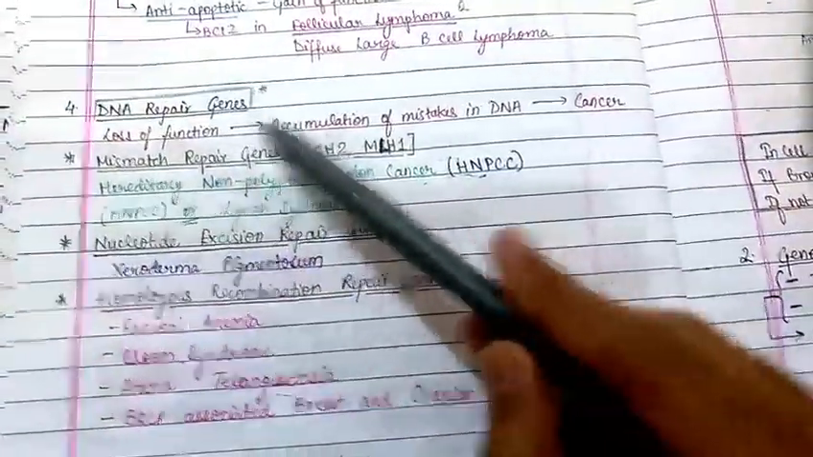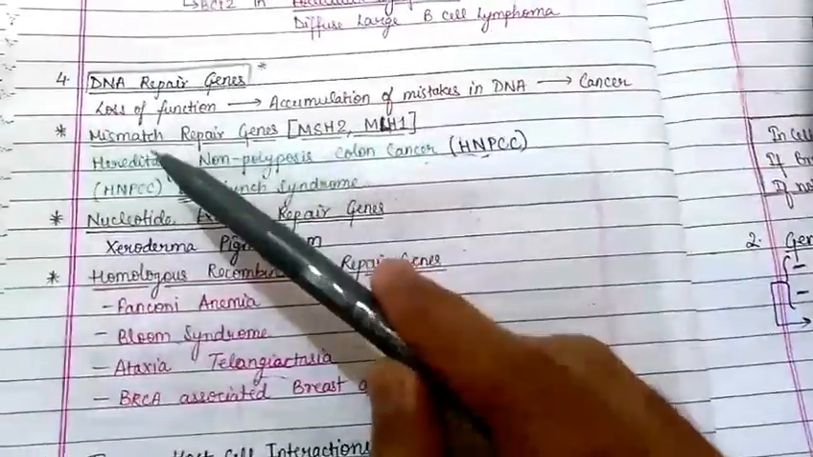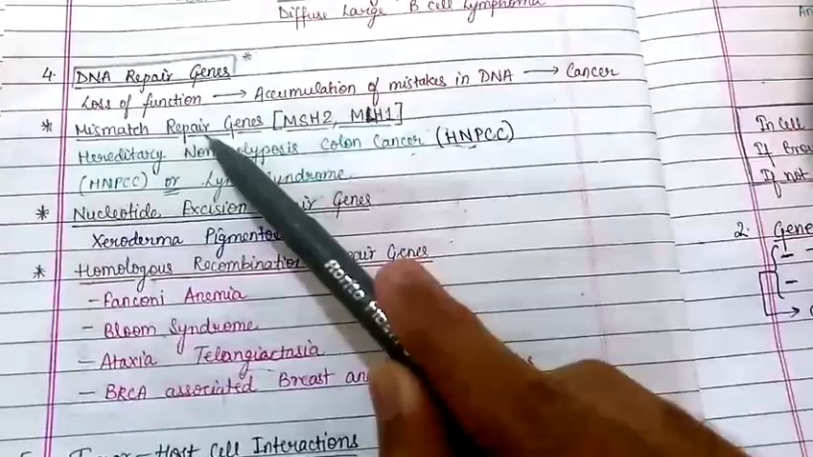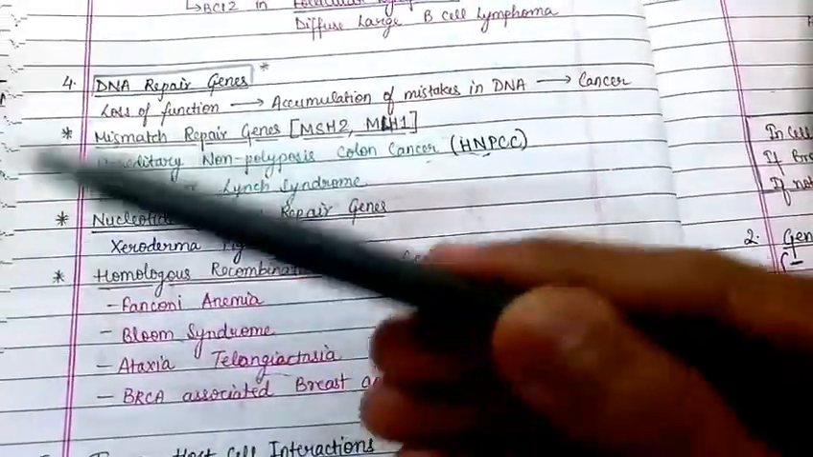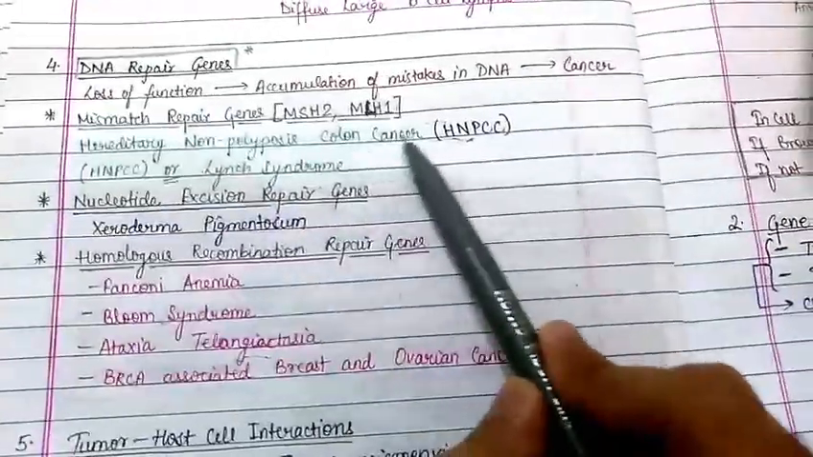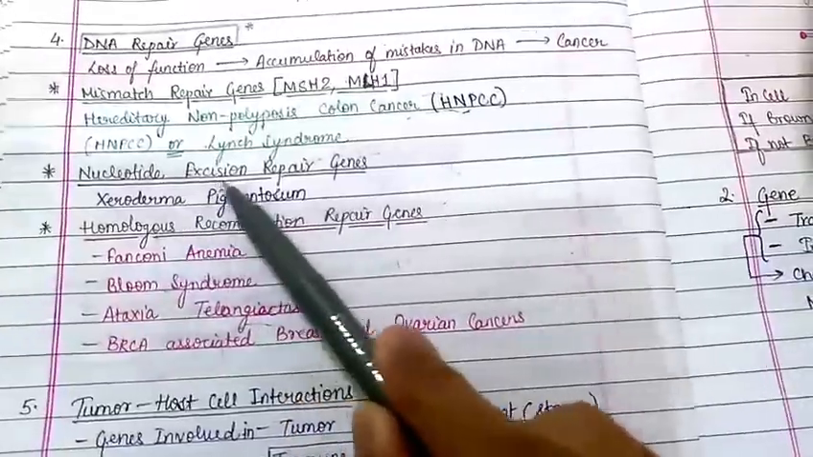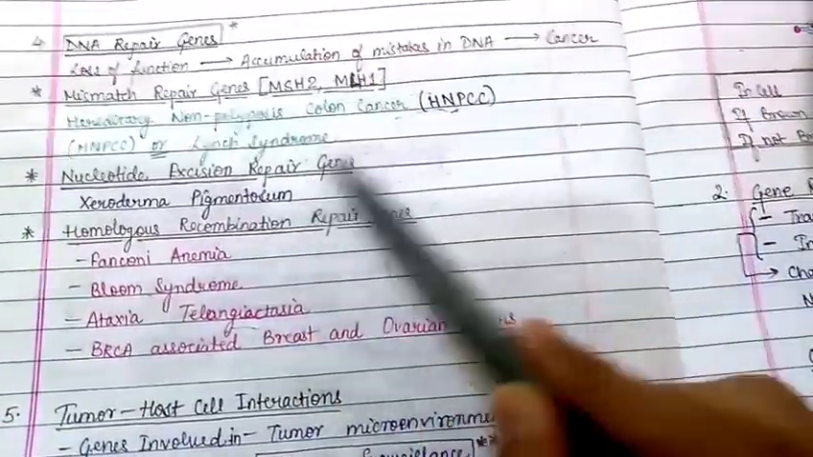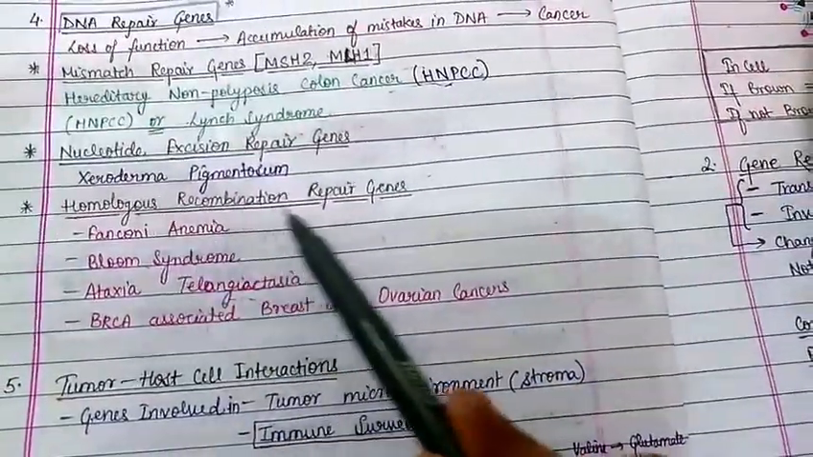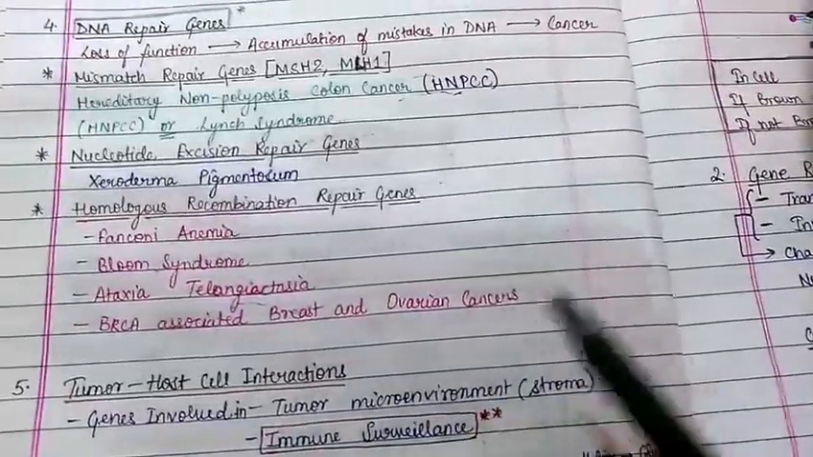The fourth one is DNA repair genes. If there is loss of function in DNA repair genes, then there will be accumulation of mistakes in DNA, and that can cause cancer. There are three types of genes we have shown here. Mismatch repair genes: if there is loss of function in mismatch repair genes, that can cause hereditary non-polyposis colon cancer or Lynch syndrome. Clear? HNPCC or Lynch syndrome. The second one is nucleotide excision repair genes; loss of function can cause xeroderma pigmentosum. If there is loss of function in homologous recombination repair genes, that can cause Fanconi anemia, Bloom syndrome, ataxia, and BRCA associated breast and ovarian cancer.